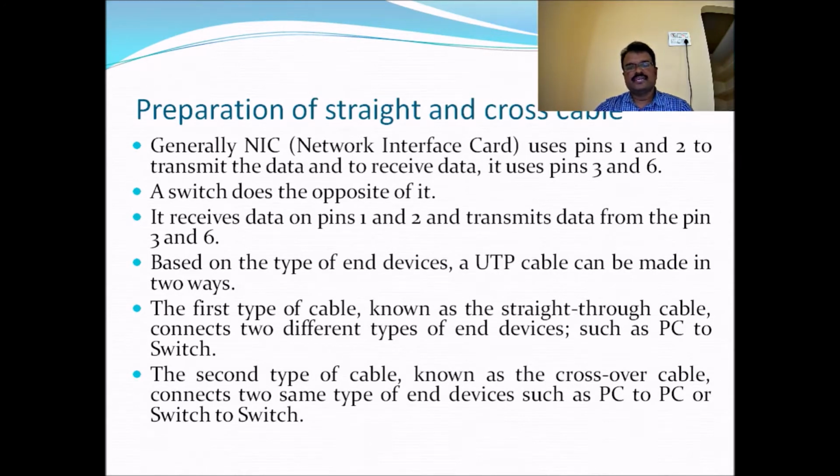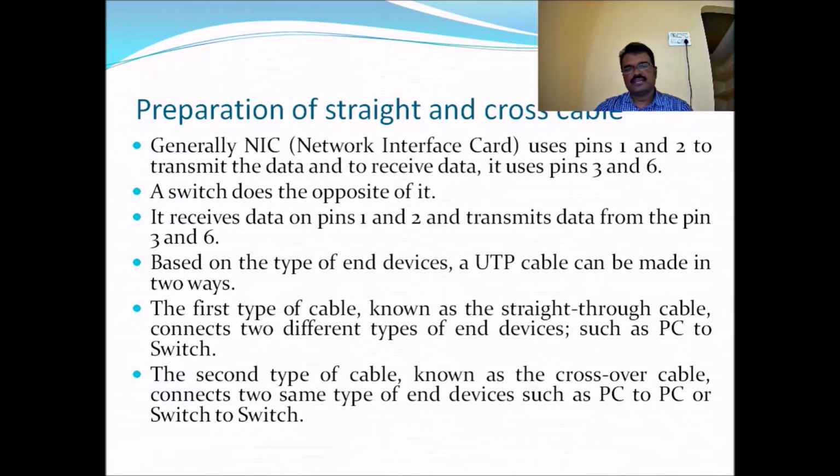Here, based on the type of end devices, a UTP cable can be made in 2 ways. The first type of cable, known as a straight through cable, connects 2 different types of end devices such as PC to switch. And the second type of cable, known as the crossover cable, connects 2 same types of end devices such as PC to PC or switch to switch.